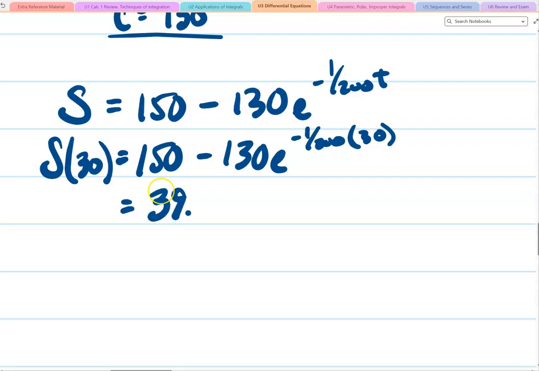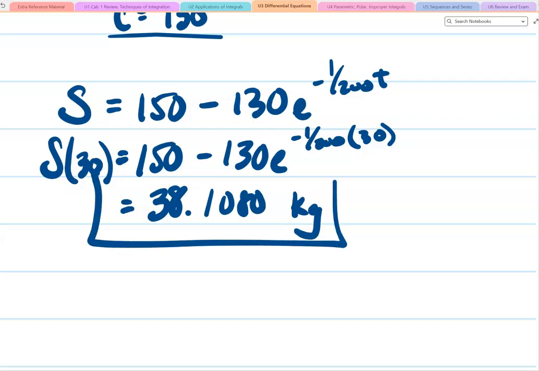And so the calculator off the screen has shown me 39.1080 when rounded to 4 places. Sorry, that's 38.1080, and that's measuring the mass of the salt, in kilograms, inside the tank.